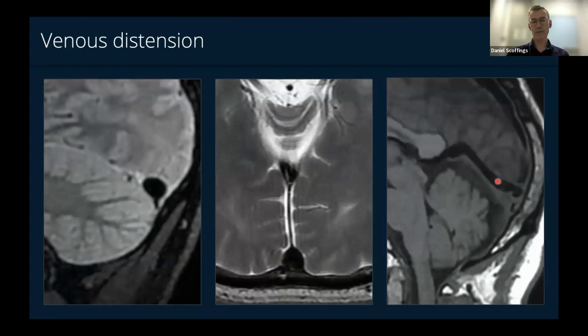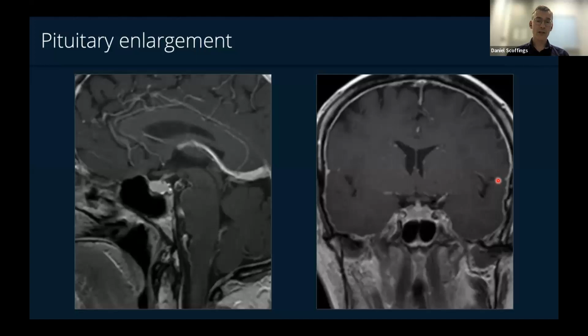Enlargement of the pituitary is another way that these patients will present neurosurgically. We see a few of these in our pituitary multidisciplinary team meeting each year. You get engorgement of the pituitary because of venous congestion. They can get mild hyperprolactinemia because of a stalk effect. And so that can also lead to confusion with an adenoma or in some patients with hypophysitis.